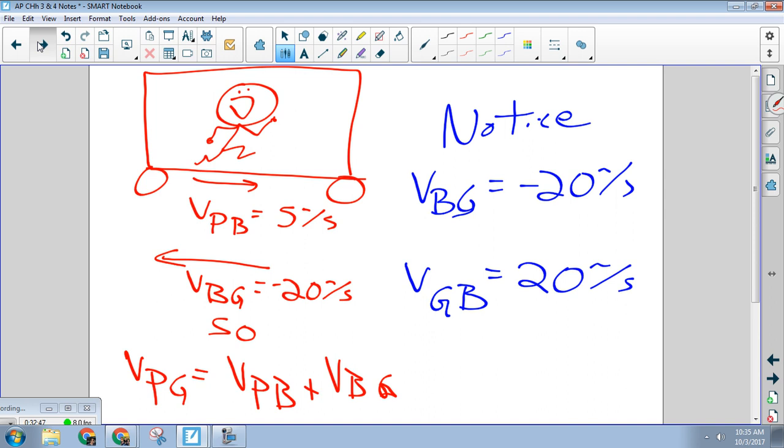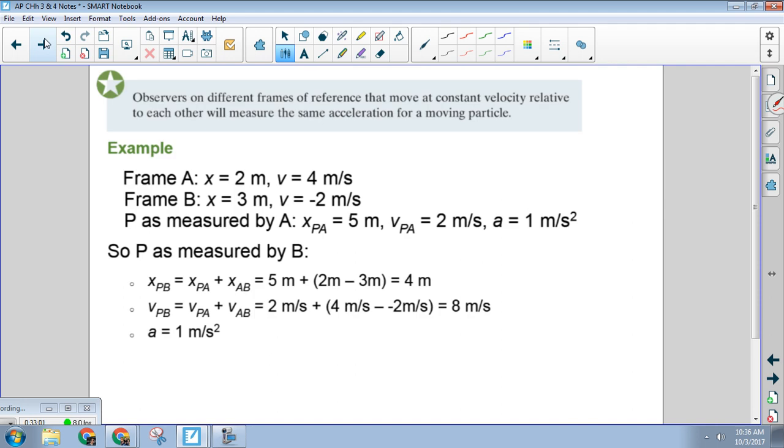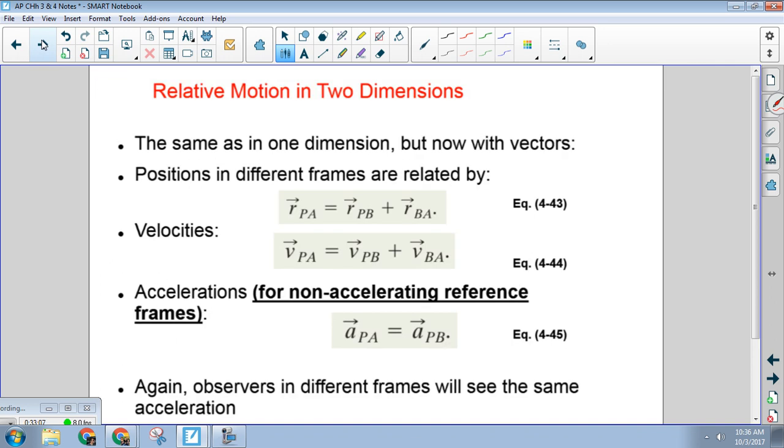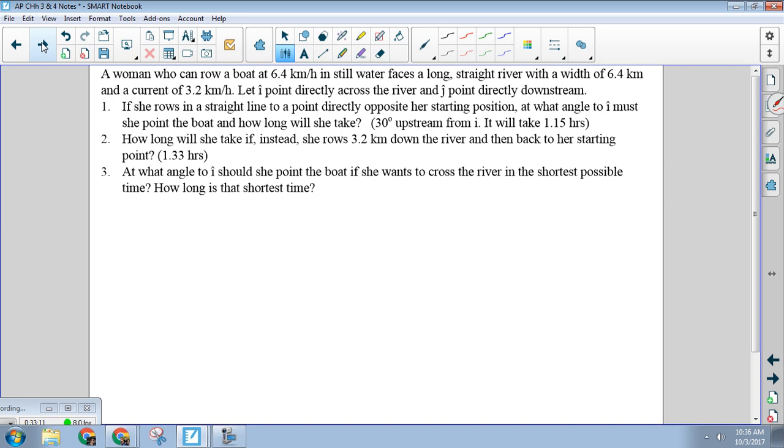Okay, so let's see. Where did we get to? So we got through the motorcycle example. What time do we get out? 45. Do we have time to do the elevator problem? Not really. It's too long. Okay, I'm gonna skip the elevator problem and I'm gonna jump ahead a little bit.